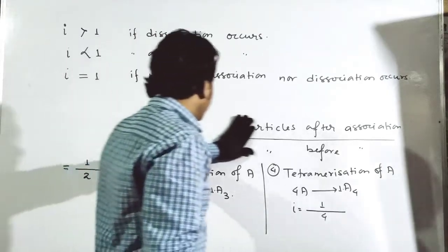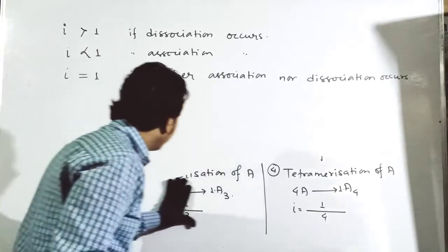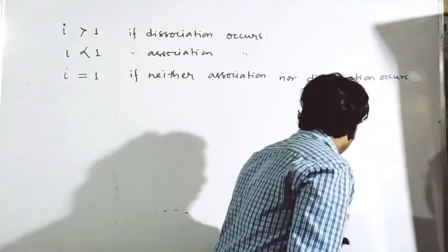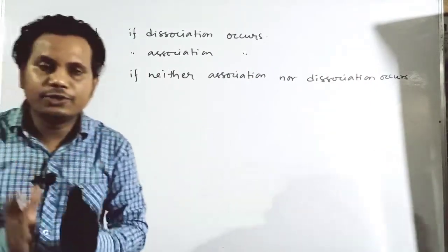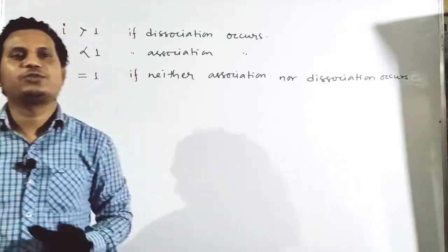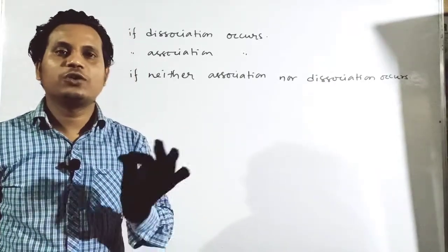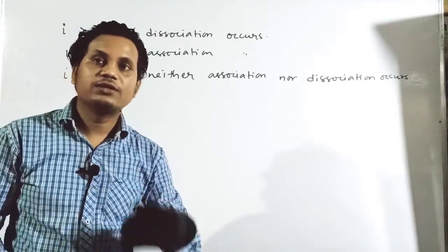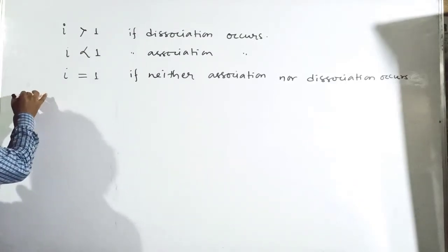Okay. So now we have done association or dissociation. We have found the value of I for complete association or dissociation. Complete means 100% dissociation occurs or 100% association occurs. Now in case dissociation or association is not 100%, then how can we find it? Suppose one question is there.